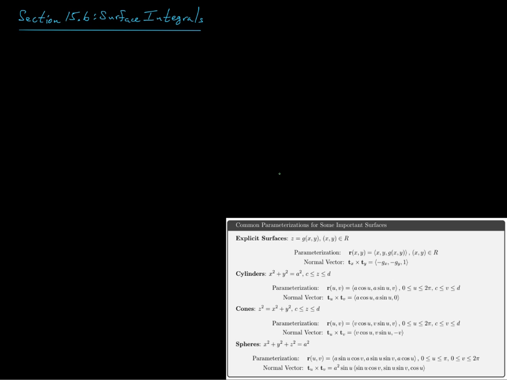All right, in this video, we're going to look at a few parameterizations for some important surfaces that we're going to encounter for the remainder of the chapter. And so to begin, let's say we have a surface that's given in explicit form. So in other words, we have the surface described by the equation z is equal to g of xy, where we let x and y vary over some region R.